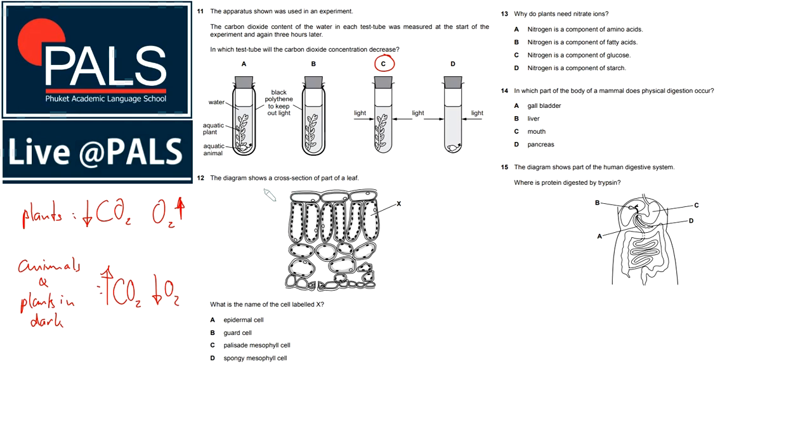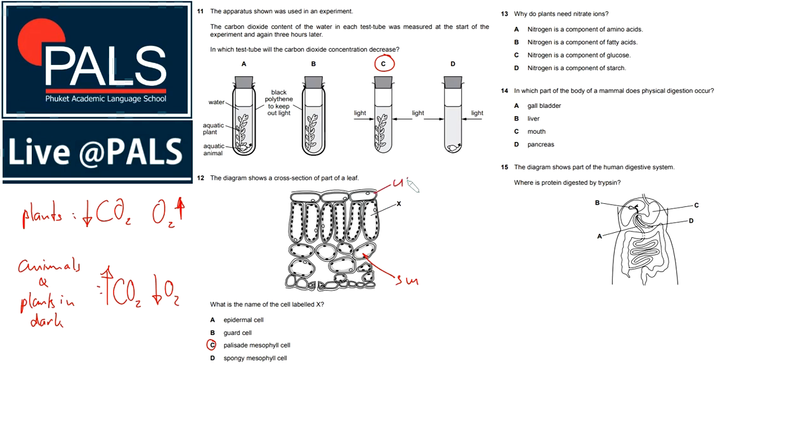12, the diagram shows a cross-section of part of a leaf. What is the name of the cell labeled X? So we need to know the structures of a leaf. X is a palisade mesophyll cell. These cells here are the spongy mesophyll cells.